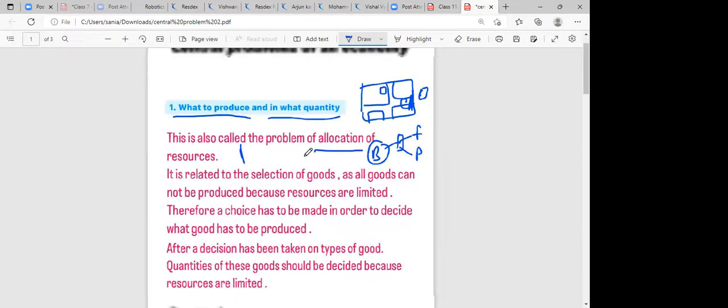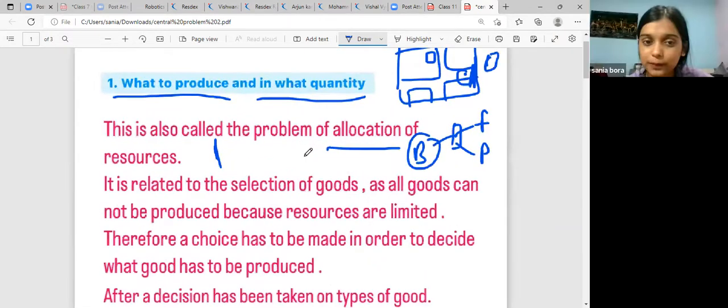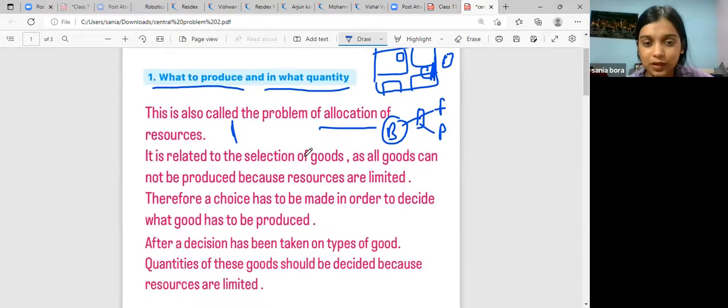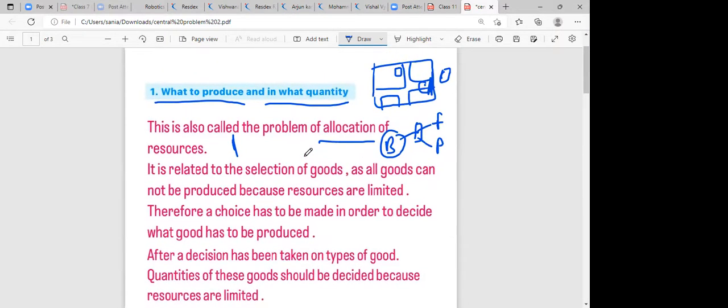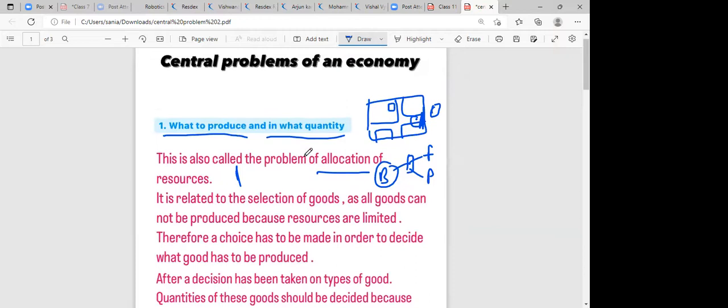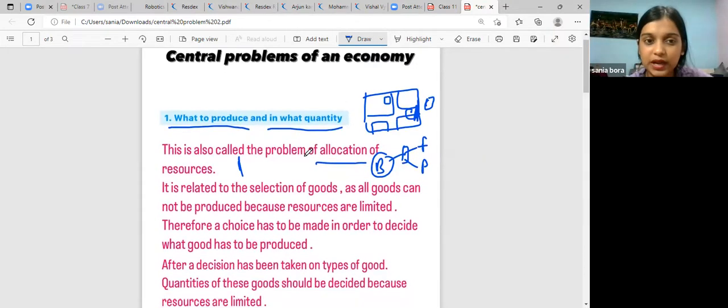Sorry, ma'am. You can zoom it, or do you want me to zoom it? No, it's okay. I can see it. Okay. Yeah, I think. Just write it down and then I'll scroll it down. Just give the Okay. heading, central Okay. problems of an economy. Just write it down and then I'll just scroll it down for the example part. Okay. Okay.